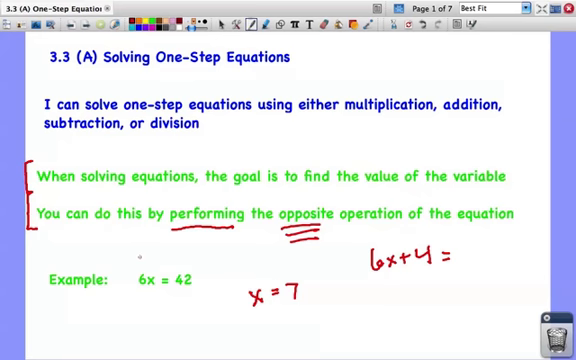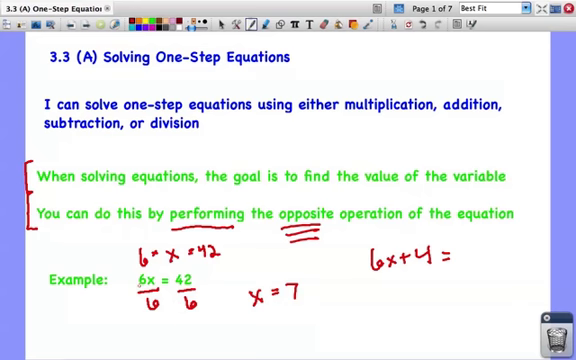Because this is 6 times x equals 42, the operation happening in this equation is multiplication. The opposite of multiplication is division. So I want to do the opposite to get x by itself. Because this is 6 times x, I want to divide by 6. And whatever I do to one side of my equation, I have to do to the other side. That maintains the balance. It's like a scale. Whatever I do to the left side of the equal sign, I have to do to the right side.